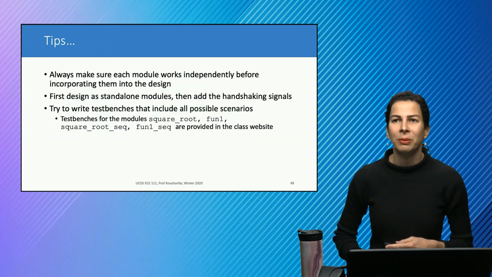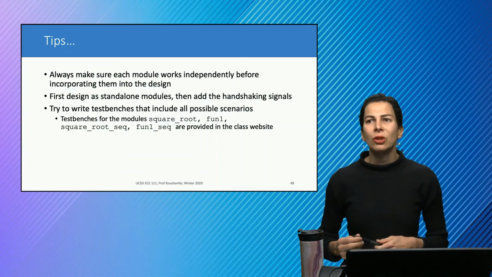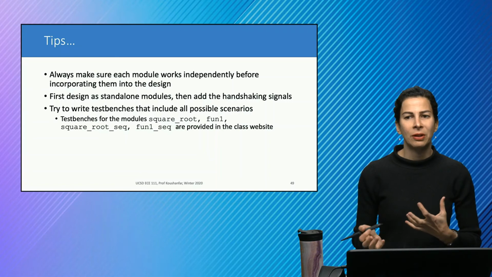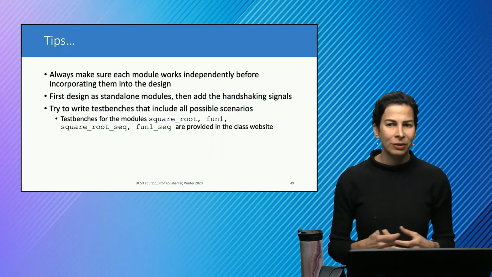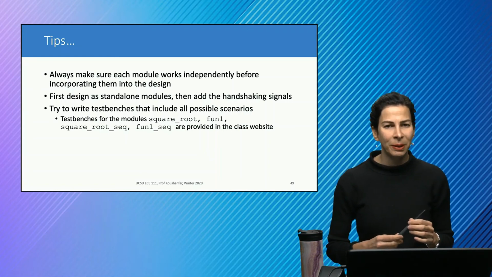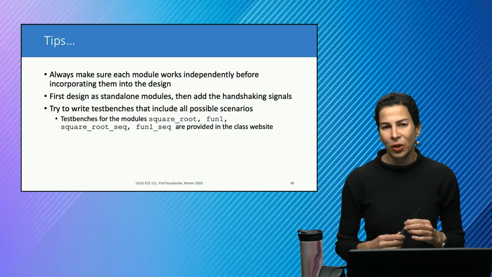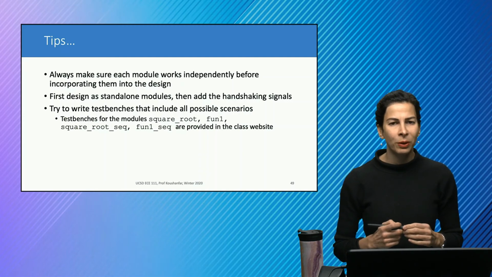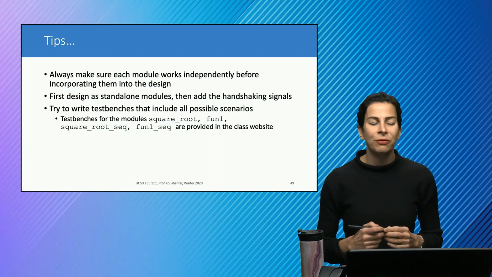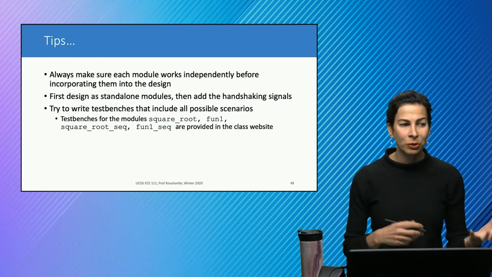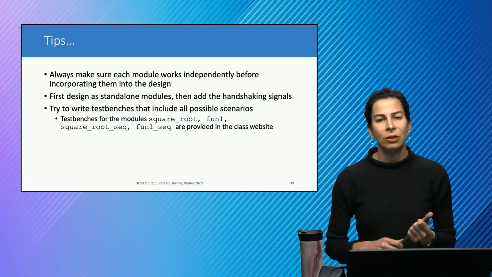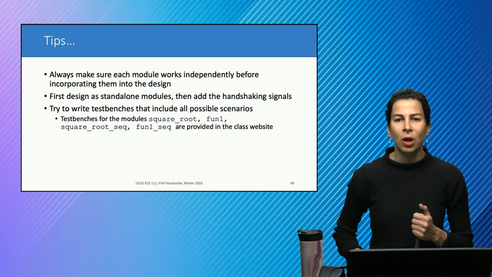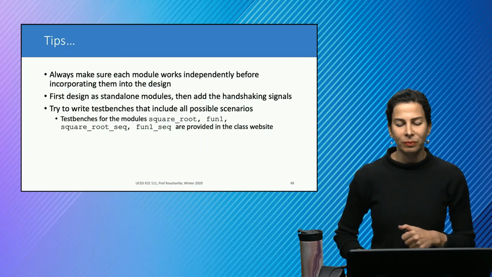So the tip for this is to make sure that each of the submodules in your design works independently. So design test benches beforehand and make sure that the inputs and outputs are behaving correctly before incorporating them. First design the standalone modules, then add handshaking, and try to write test benches that include all possible scenarios.